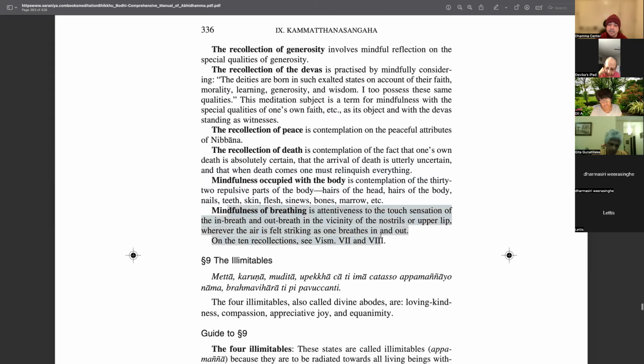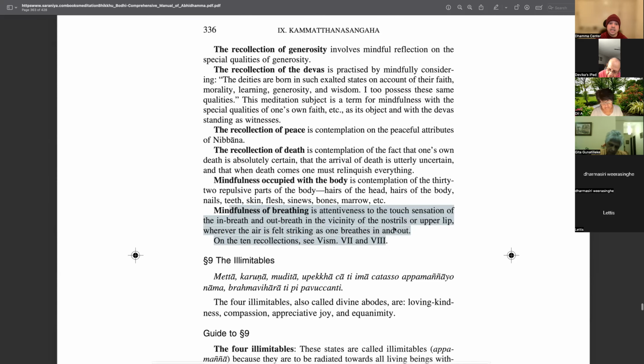Anapanasati is attentiveness to the touch of the sensation of the in-breath and out-breath in the vicinity of the nostrils or the upper lip, wherever the air is felt striking as one breathes in and out.